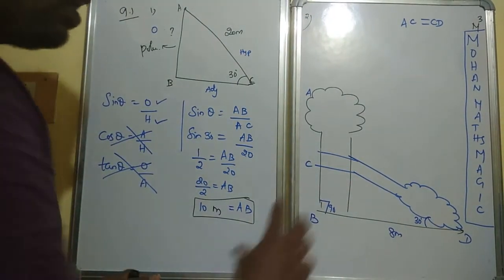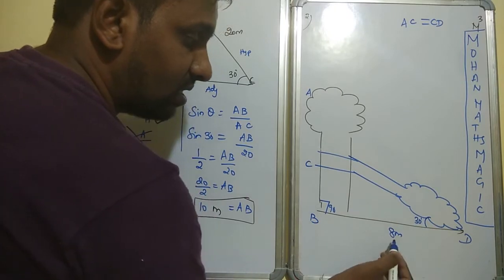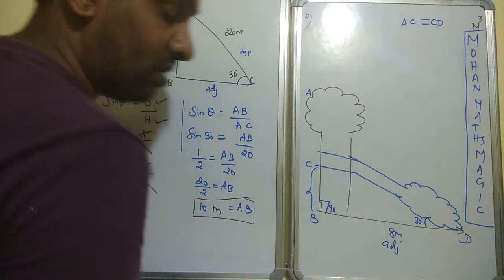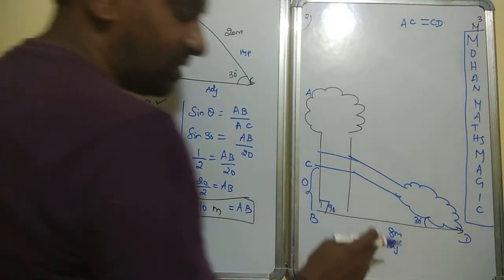Okay, so now I'm drawing this part. This angle is here. This adjacent side is given. I need to find out this one. What is the side called? Opposite side. So the angle is here. This is said to be the opposite side. This is said to be the adjacent side.